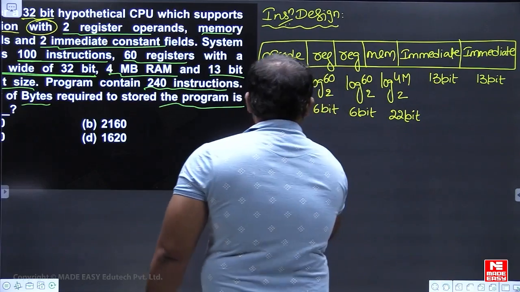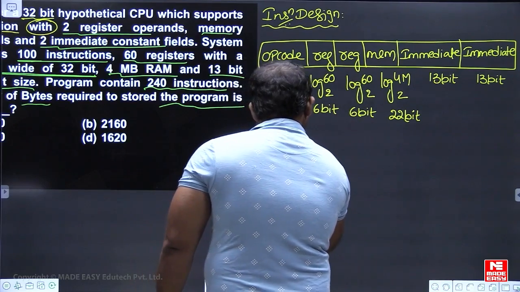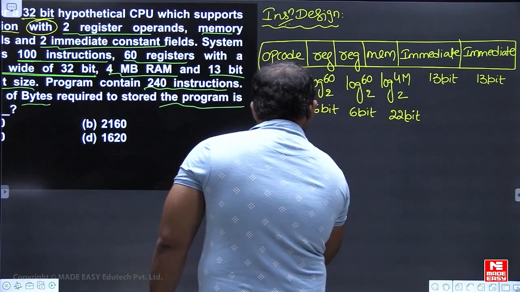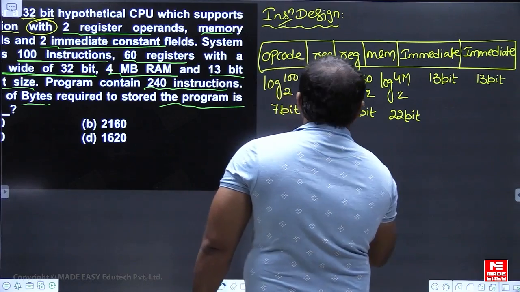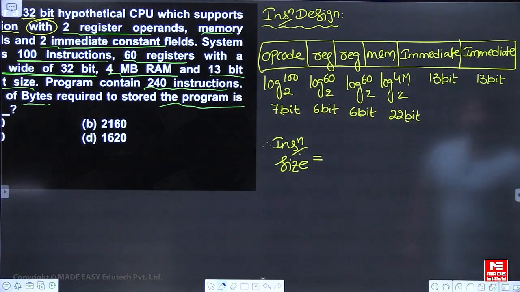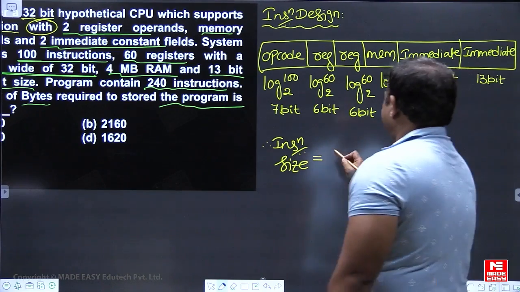Therefore, instruction size is equal to, add all those: 7 plus 6 plus 6 plus 22 plus 13 plus 13, that is 67 bit.